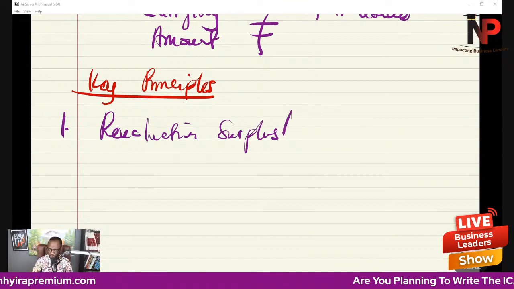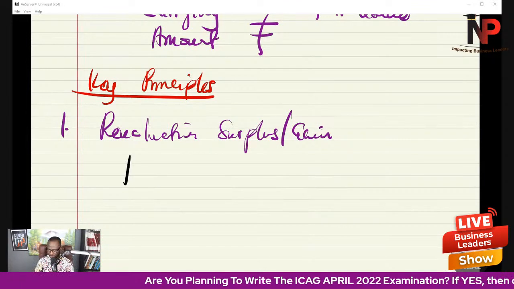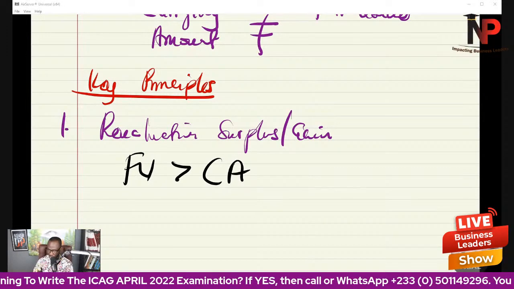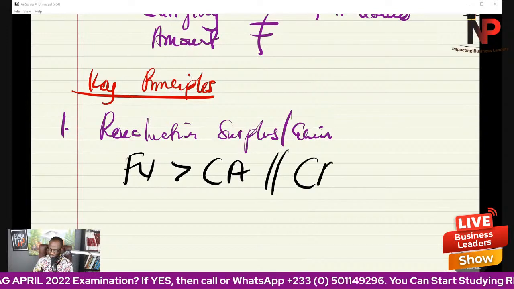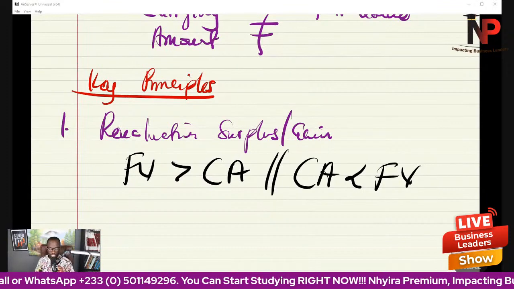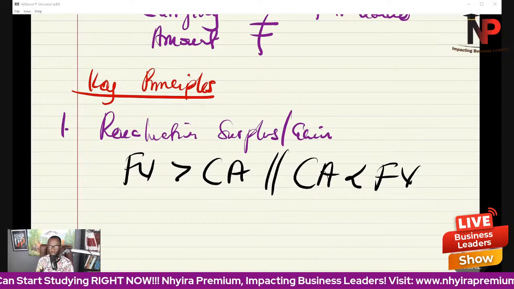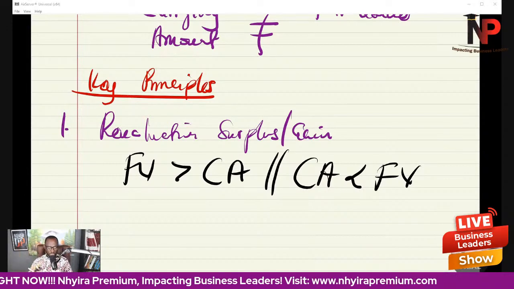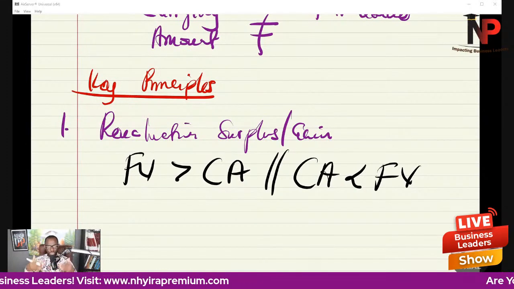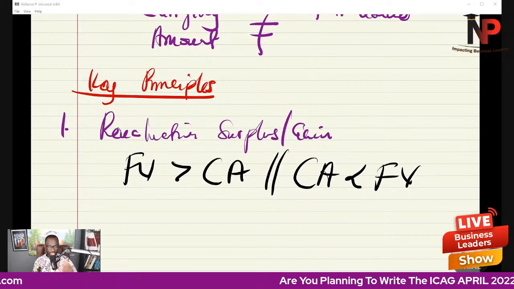So there is going to be a revaluation surplus or revaluation gain when we realize that the fair value of the asset is greater than the carrying amount of the asset, or better still, the carrying amount of the asset is less than the fair value of the asset. So if the way the entity is carrying the asset in its books, the figure is less than the fair value, how much that asset can be sold for in the market among market participants, then we say that it results into what? A revaluation surplus or a revaluation gain.